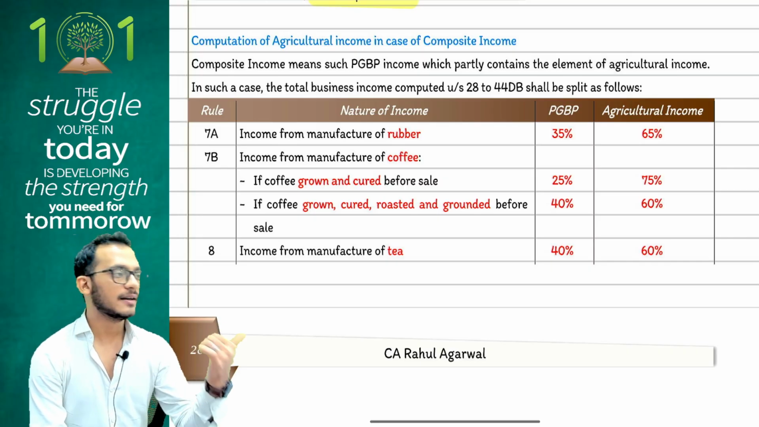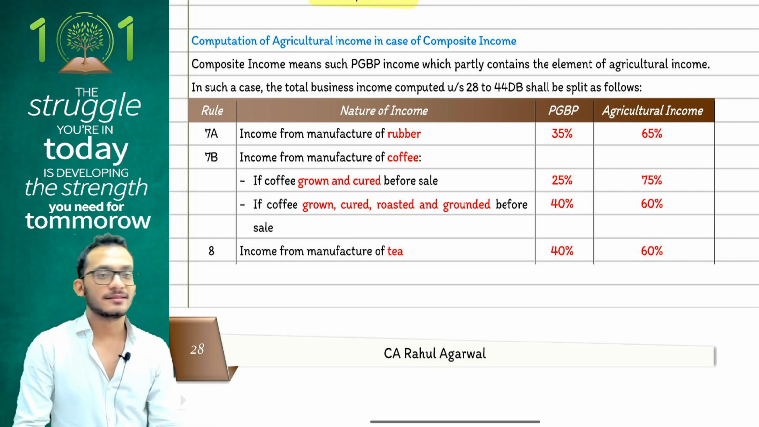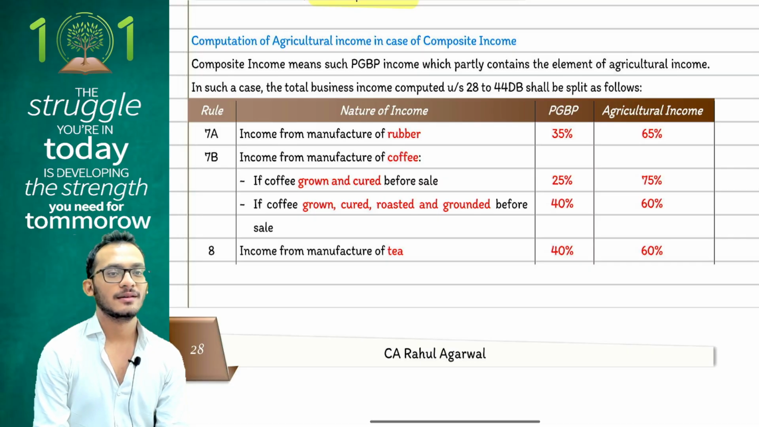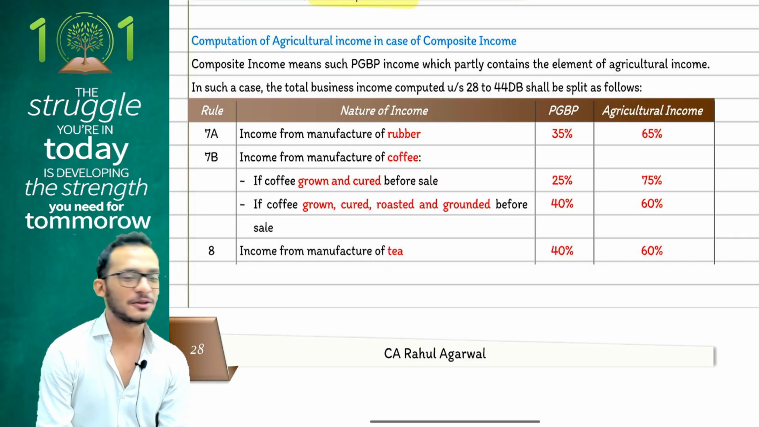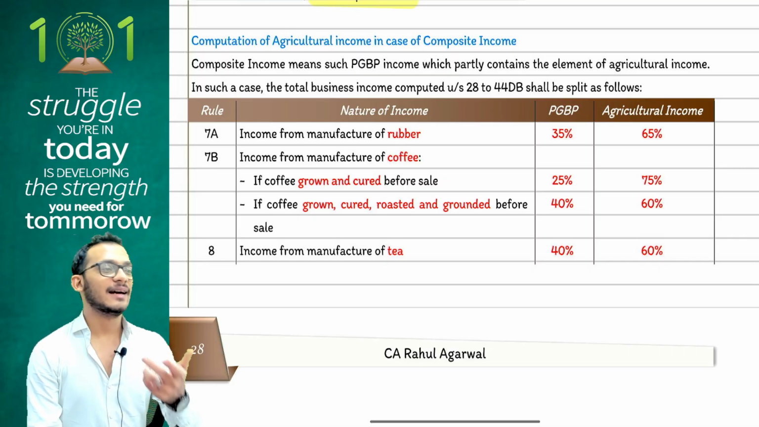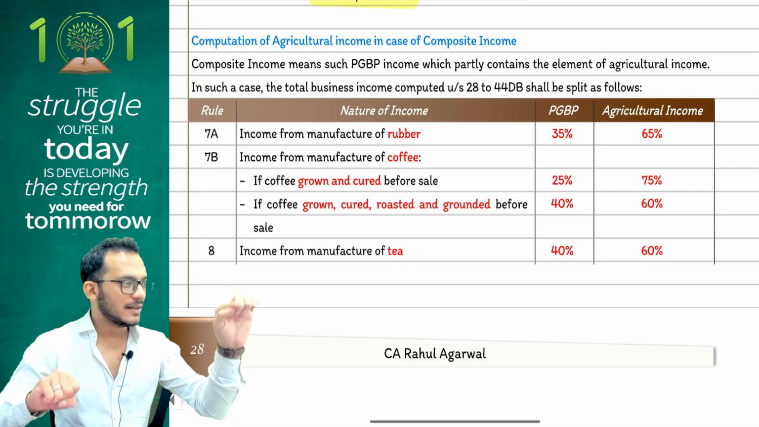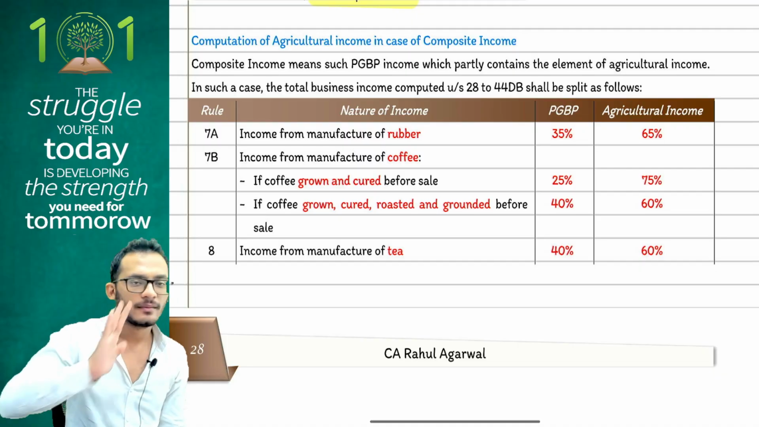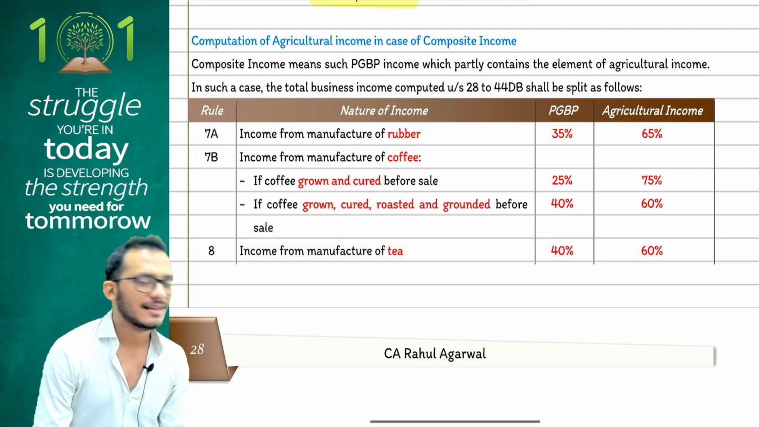And then we discussed that when it comes to tea, the rate is 40, 60. Coffee with 4 words is 40, 60. Rubber is 35, 65. And coffee with 2 words is 25, 75. Any other activities, you will make your 2 P&Ls, and 1 P&L will transfer it at FMV, the other P&L will buy it at that. That is what the answer is.